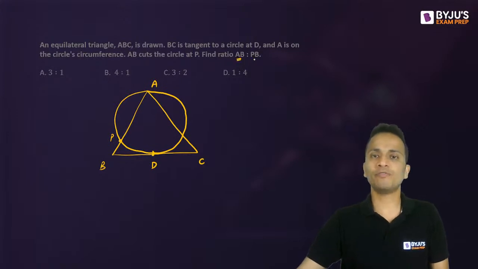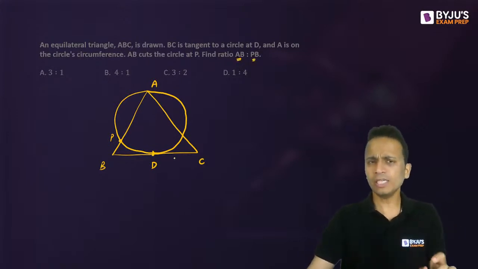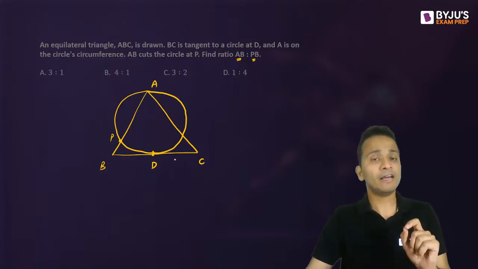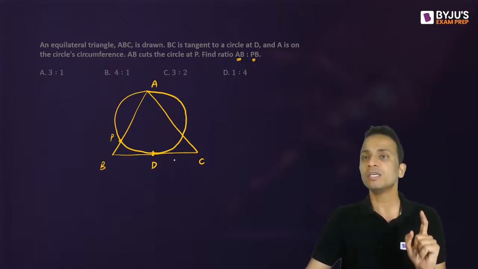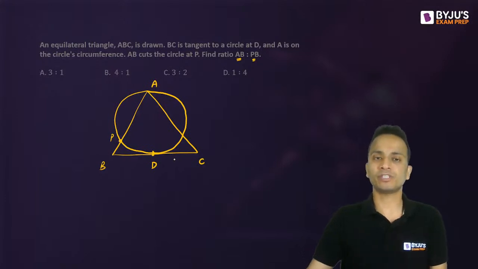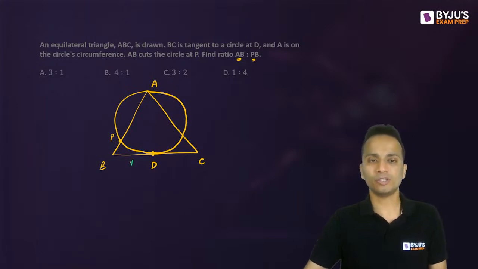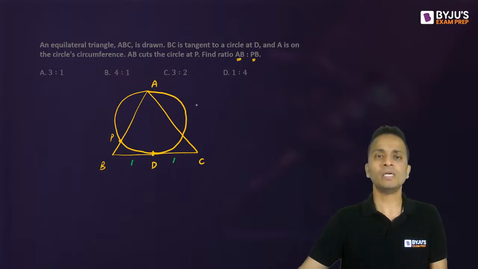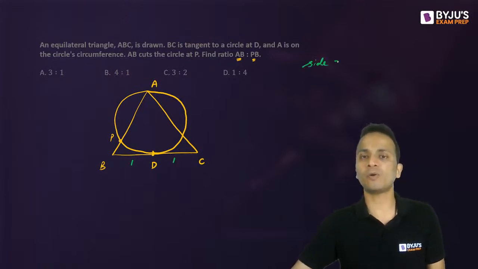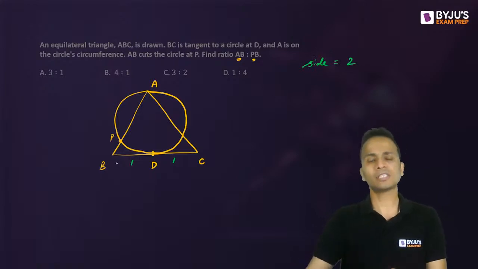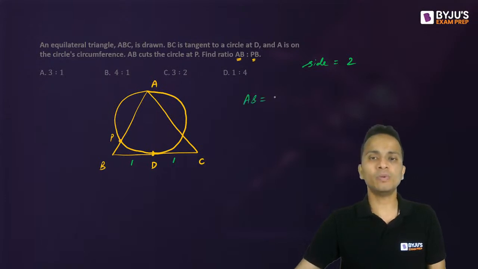And we have to find the ratio of AB and PB. Now today only, just before starting the questions, I have told you one property which is related to the tangent and the secant of a circle. So here I'll start by assuming that BD is equal to 1. So BD is 1, CD will also be 1. So basically I have assumed that the side of this triangle is equal to 2. D is the midpoint, so both will become 1 and 1, BD and CD. Also AB will be equal to 2.